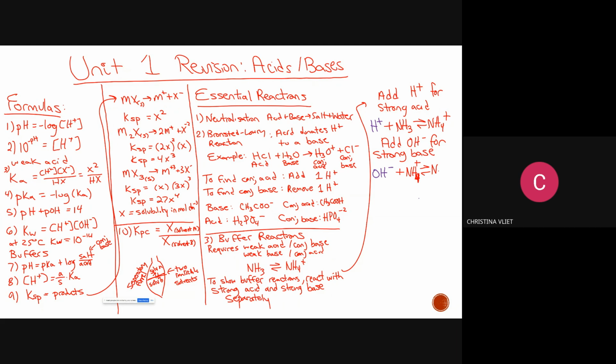NH3. The other part of the buffer. What happens to the other hydrogen of NH4 plus? It goes to the OH minus, making water. So that's how we do buffer action.